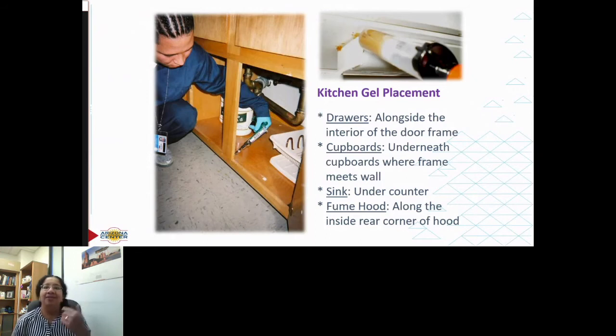So inside kitchen drawers, maybe underneath cupboards, or under the sink. If you have a fume hood, maybe along the border inside the hood. All of those are great places.